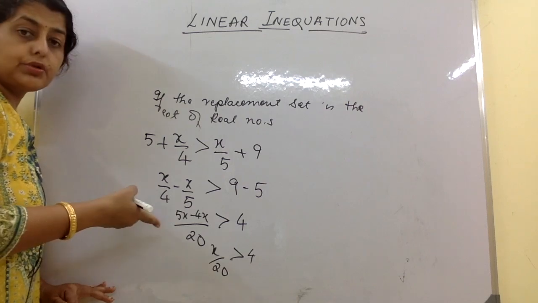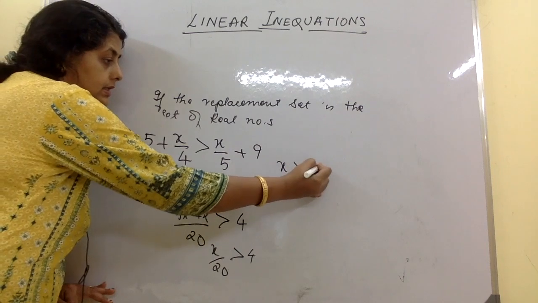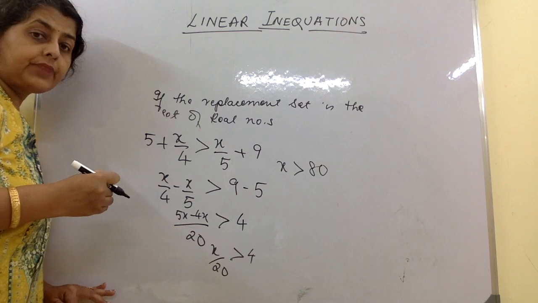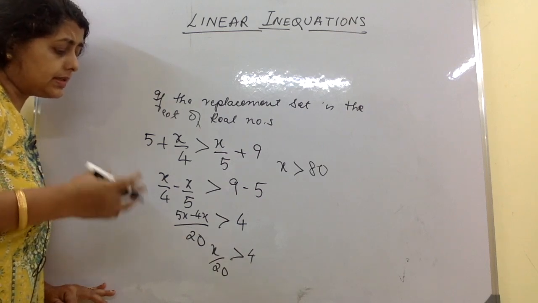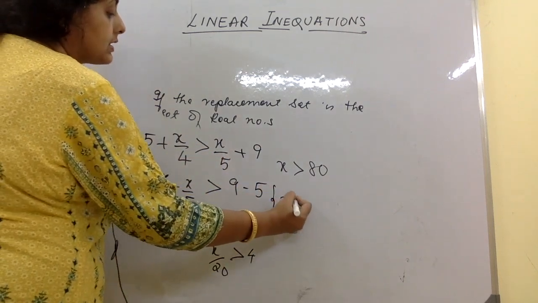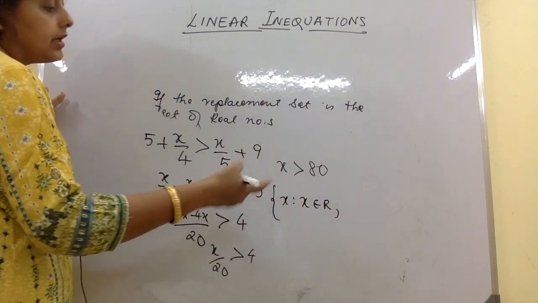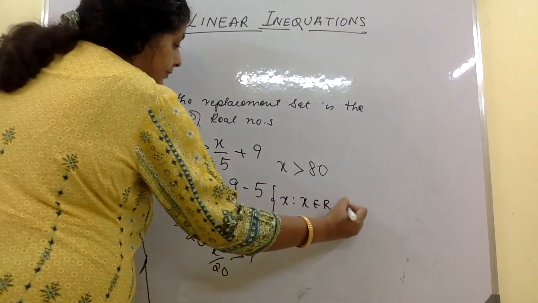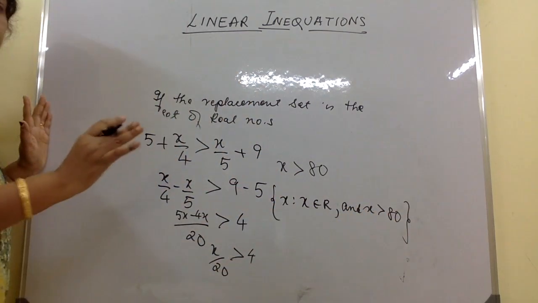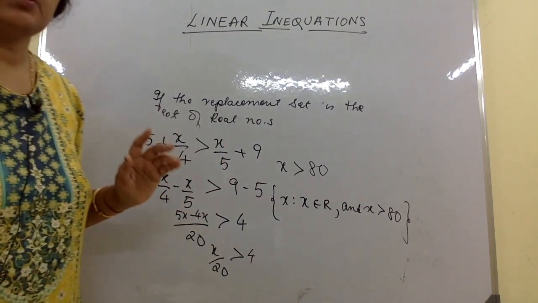Okay. So now what should I write? Therefore I should write x is greater than 80, isn't it? x is greater than 80. Now how should I write my solution set? My solution set is: x is such that x belongs to the set of real numbers, and x is greater than 80. That is all. Because I really can't put down the numbers one by one, that is, I can't put the numbers discretely.